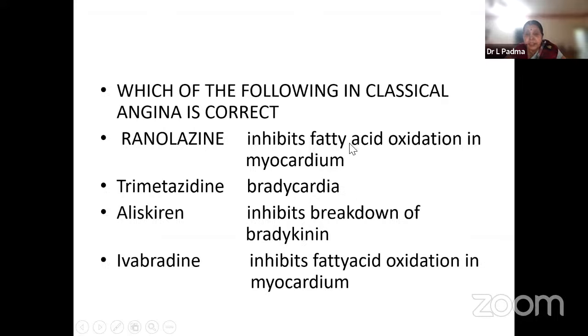Ranolazine, fatty acid oxidation; trimetazidine, bradycardia; aliskiren inhibits breakdown of bradykinin; ivabradine inhibits fatty acid oxidation in myocardium. Which one? First one. Ranolazine. Okay. Next. That's the one. And I think I have done with my slides.